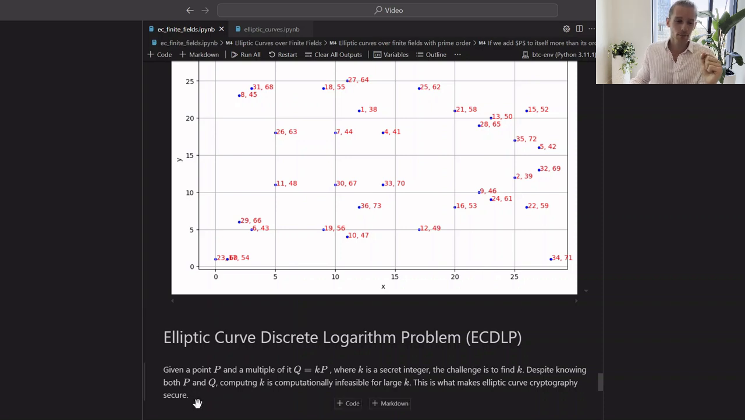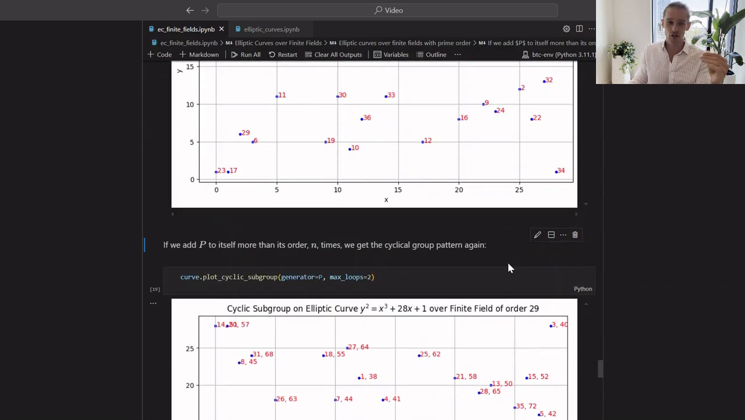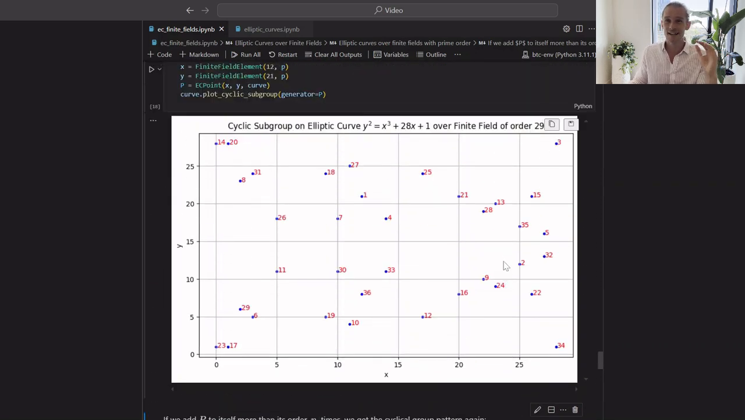Despite knowing both P and Q, computing K is computationally infeasible for a large K. And this is what makes elliptic curve cryptography so secure. So what I just explained before is exactly what makes this so secure. There is no mathematical way to solve for K given the starting point and the ending point. You have to do it using brute force.